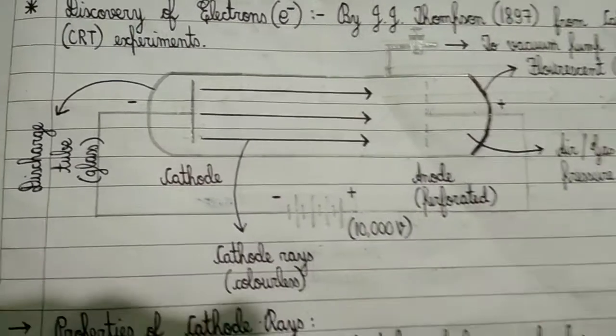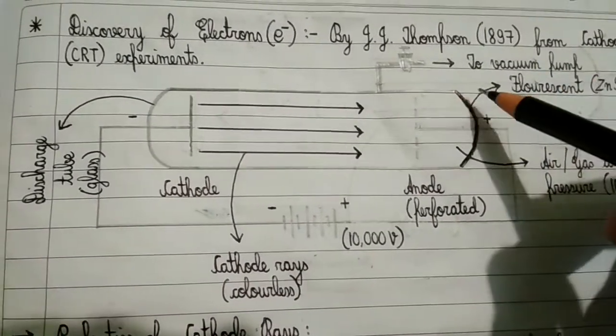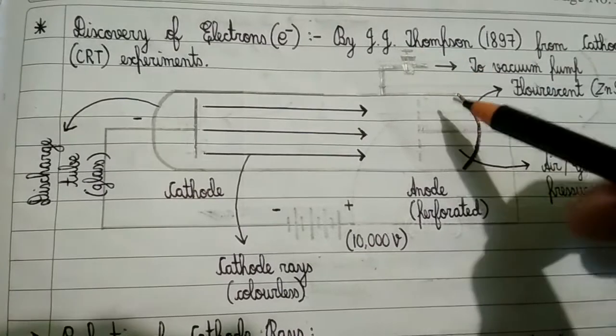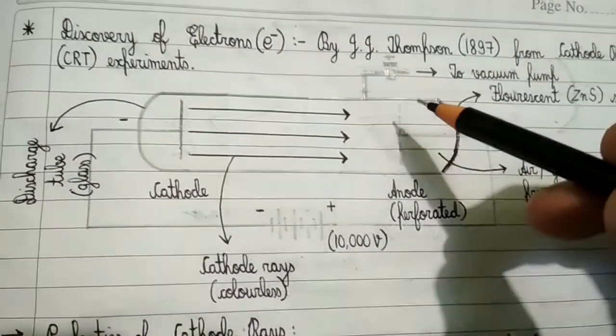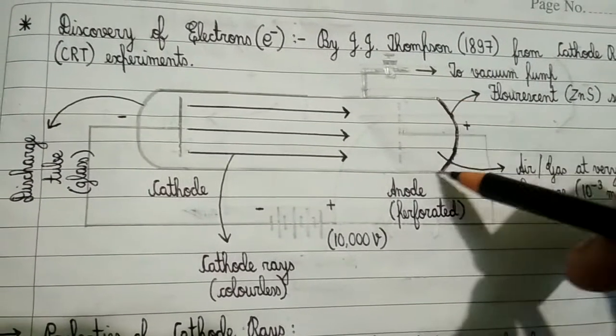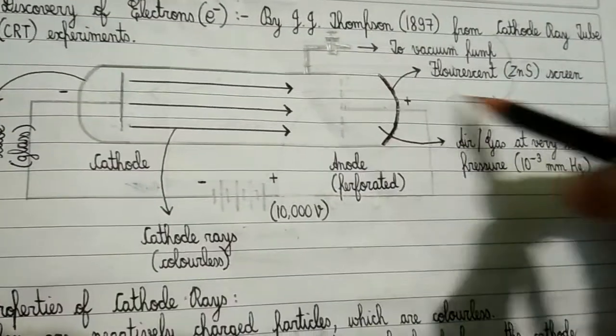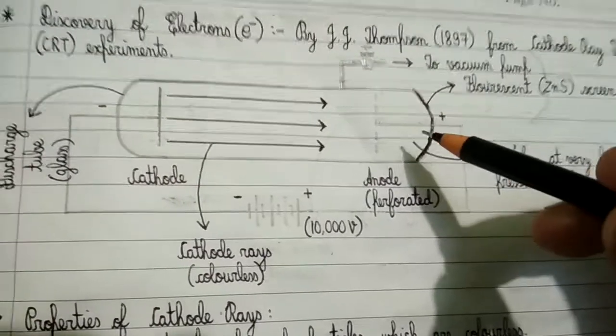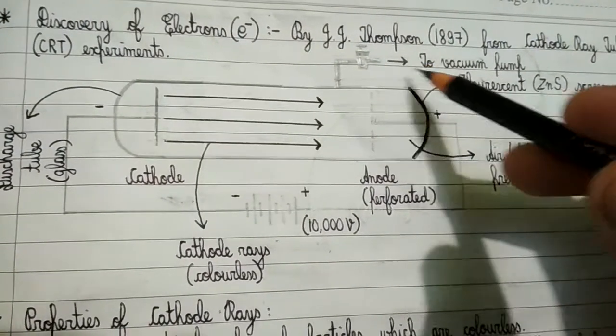Then there are a few more things. One is that this anode is perforated. Why? I'll tell you later, don't worry. Next, there is a fluorescent screen behind this anode, and this is a vacuum pump.